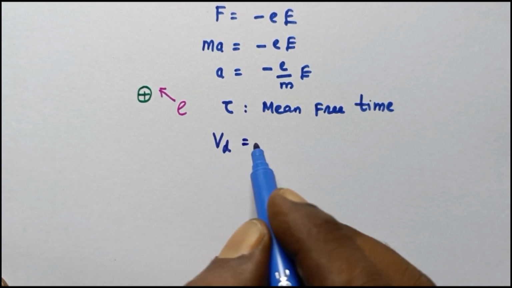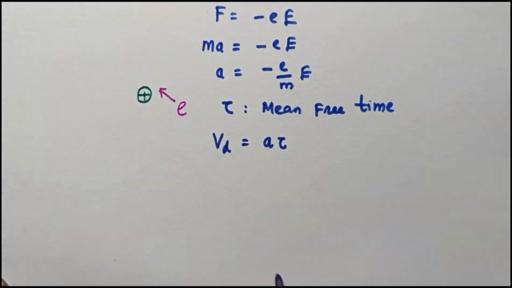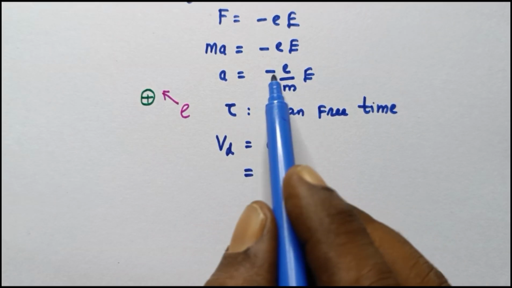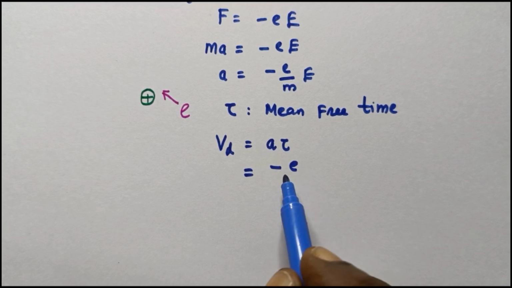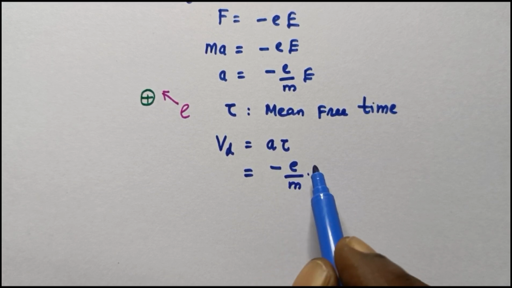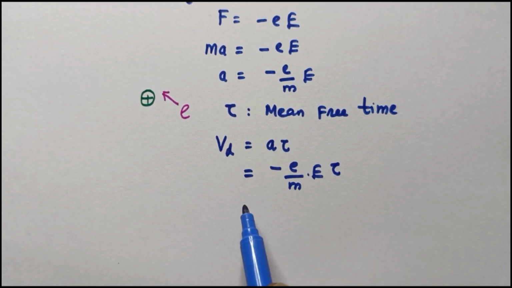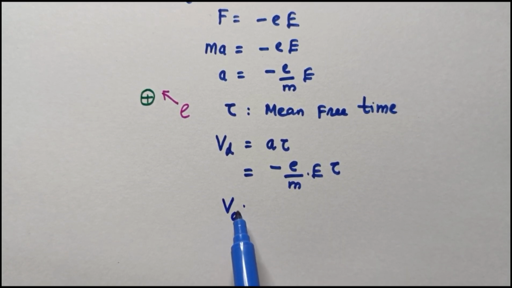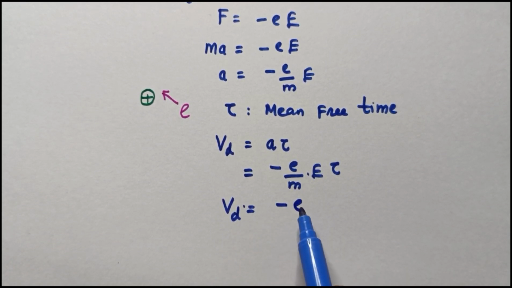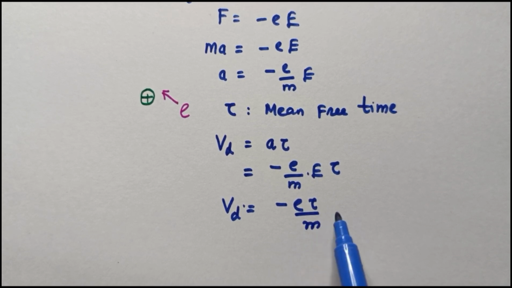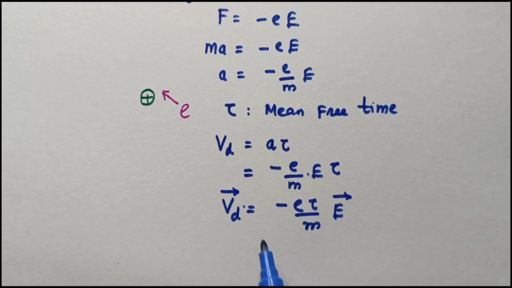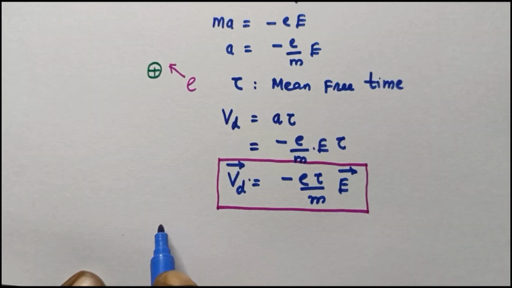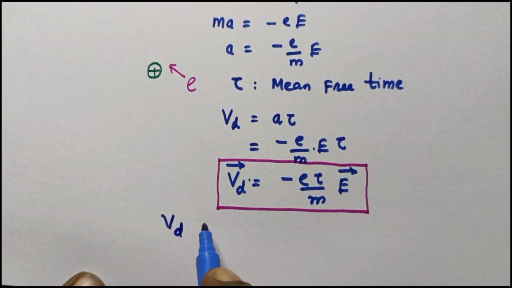So velocity is equal to acceleration into time. Acceleration expression is minus e by m into E. Therefore minus e by m into E. இங்கே உள்ள டவ் அப்படியே போட்டுக்கிறோம். Therefore இந்த எக்ஸ்பிரஷனை ரீஅரேஞ்ச் பண்ணோம்னா vd is equal to minus e tau by m into E. E ங்கிறது எலக்ட்ரிக் ஃபீல்டு, v ங்கிறது velocity. So this is the expression for the drift velocity. V suffix d is the drift velocity.